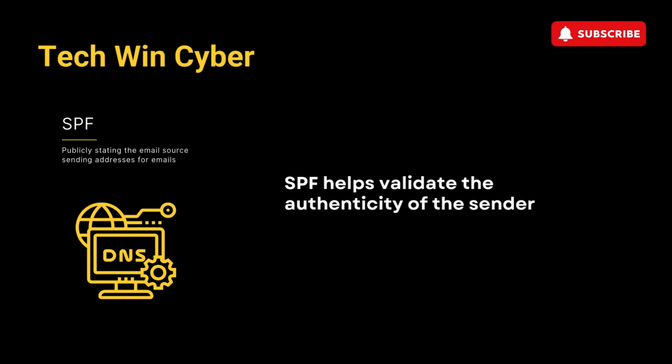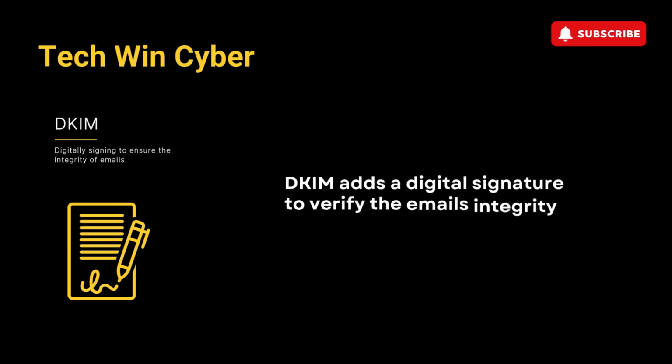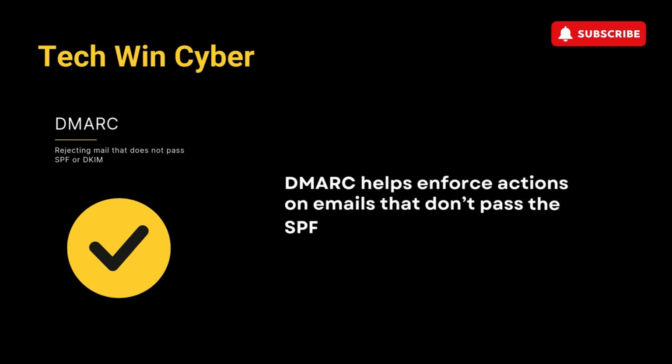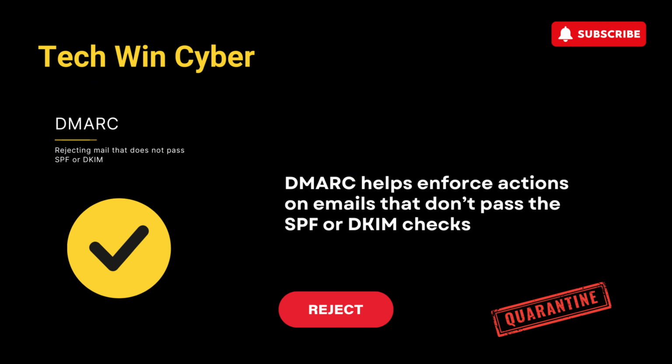sender. Whereas DKIM adds a digital signature to verify the email's integrity, and DMARC helps enforce actions on the emails that don't pass the SPF or DKIM checks, and it can reject or quarantine emails that don't make those passes. So all in all, if a receiver of an email can see that SPF and DKIM are validated, there's a higher level of confidence that an attacker has not sent this email into your organization.